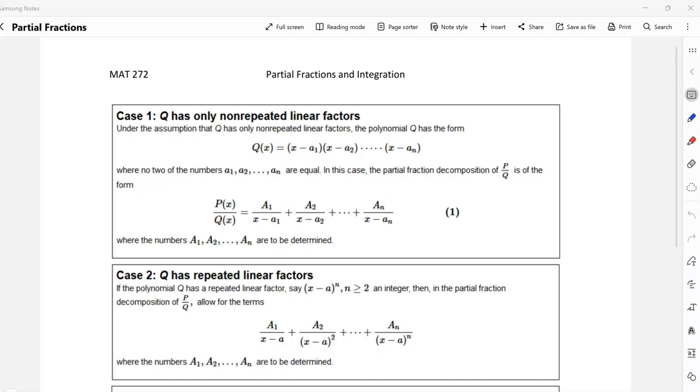Hello everyone and welcome back to another Calc 2 video. In this video we're going to talk about how we can use partial fractions to help us integrate. So if you remember back to a pre-calc class you took somewhere along the line, we talked about partial fractions.